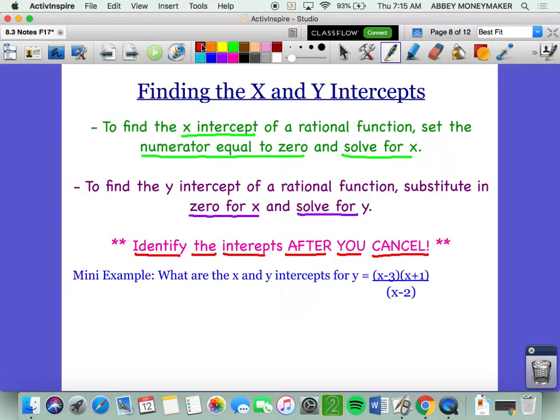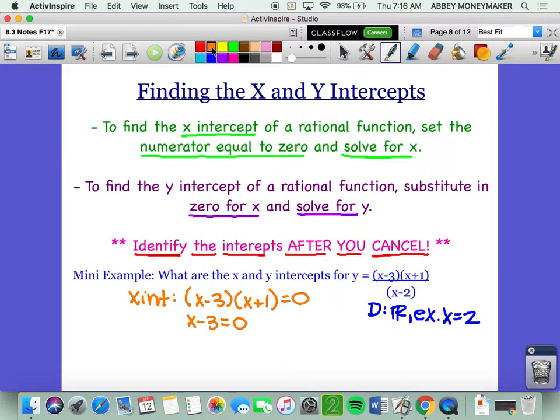So I'm going to do a mini example here just to get you warmed up before we move on. It says, what are the x and y intercepts for the following function? Well, the first thing I want to talk about is that domain restriction. All real numbers except when x equals 2. Now, does the factor on the bottom cancel out with anything on the top? No. So here, I'm just going to go right ahead and find my x and y intercept. To find the x-intercept, you set the numerator, and only the numerator, equal to 0, and you solve. So by the zero product property, we have x minus 3 equals 0 and x plus 1 equals 0. So my x-intercepts would occur at (3, 0) and (negative 1, 0).